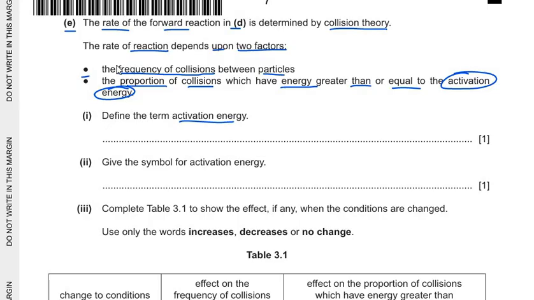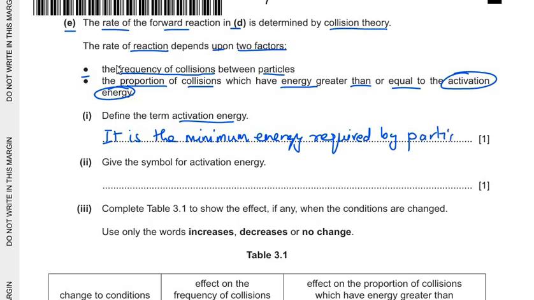If you define the term activation energy, it is the minimum energy required by particles to react. If they have energy lower than the activation energy, the particles may collide, but the collision may not be successful and it will not react. The second part is to give the symbol of the activation energy, and the symbol of activation energy is EA.